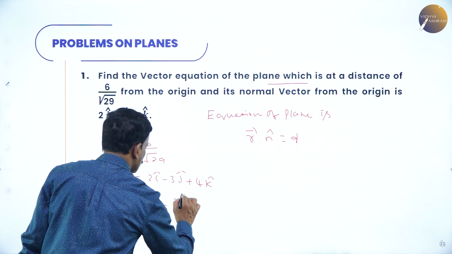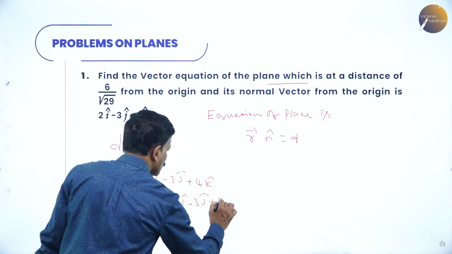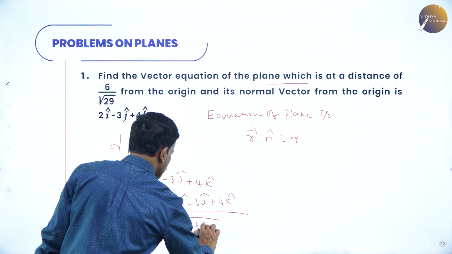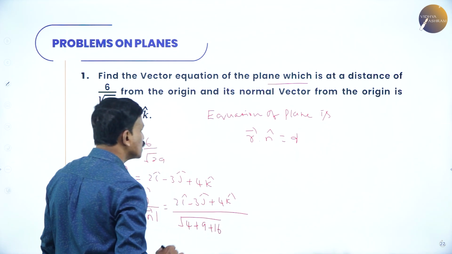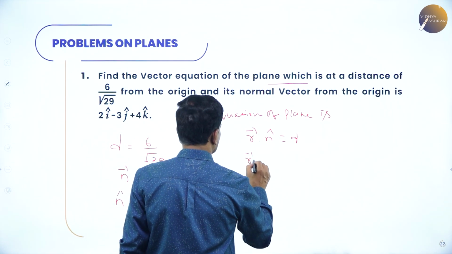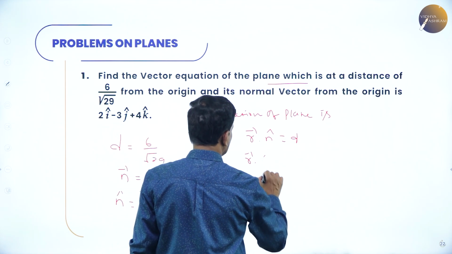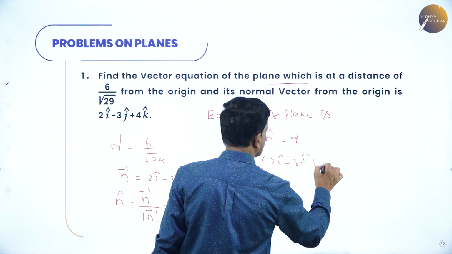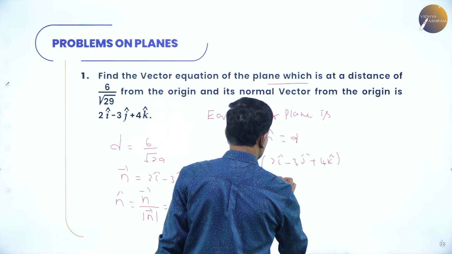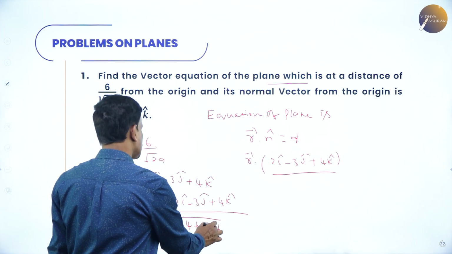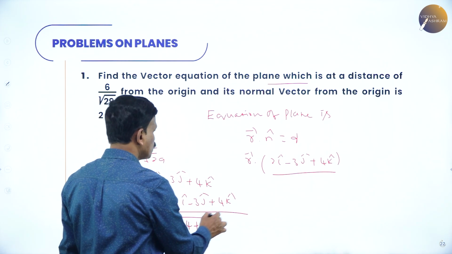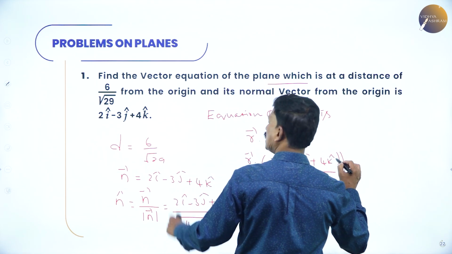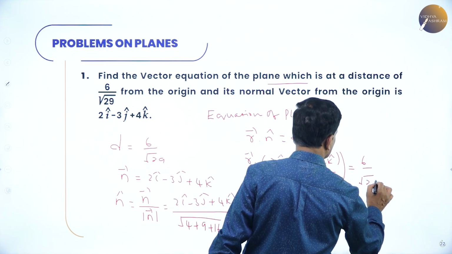So, that is the vector 2i minus 3j plus 4k divided by the length of this vector. 2 square is 4, plus 3 square is 9, plus 4 square is 16. Substitute here. This is vector r dot n cap. n cap is nothing but the vector 2i minus 3j plus 4k divided by root of 16 plus 4, 16 plus 4 is 20, plus 9 is root 29. Root 29 times, what is d? d is equal to the given 6 by root 29.